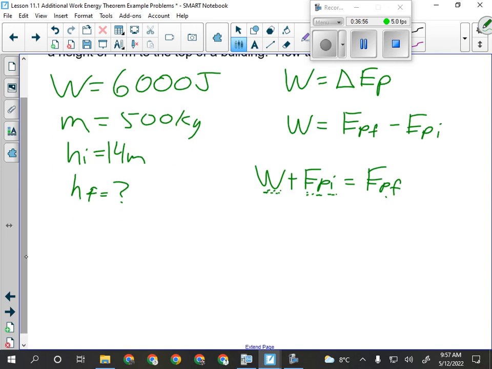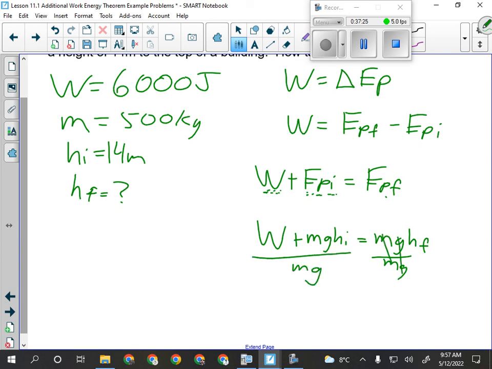Now I can expand this out. Work, which I have the number for, plus m times g times h initial will give me the final potential energy. So m times g times hf. Right? Everybody okay with that? Okay, so now I need to get hf by itself. What do I do with m and g? Divide it over. Okay, and again, these don't cancel. There's an addition operation on the top. Okay, so now we can plug in all of our numbers.